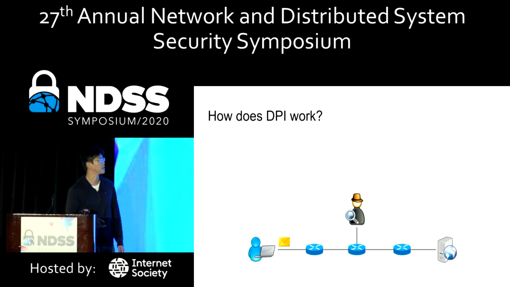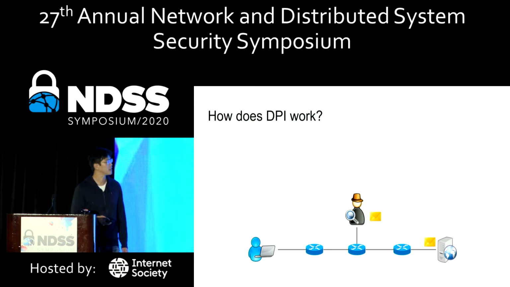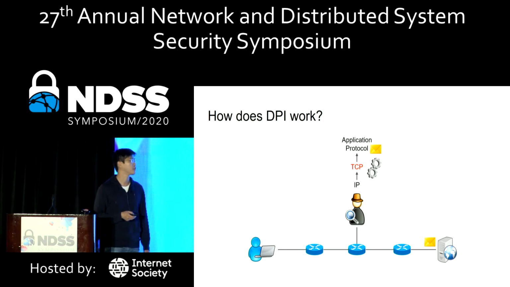So how does DPI work? This is a common threat model of on-path DPI. The DPI wiretaps a router in the path between a client and a server, and it can get copies of the network packets passing by. Then it uses its own network stack to analyze and process the packets. It first reconstructs the data stream using its own TCP implementation. Then it uses parsers to parse the data and extract application-level information.